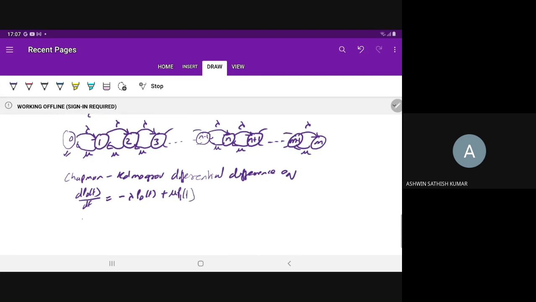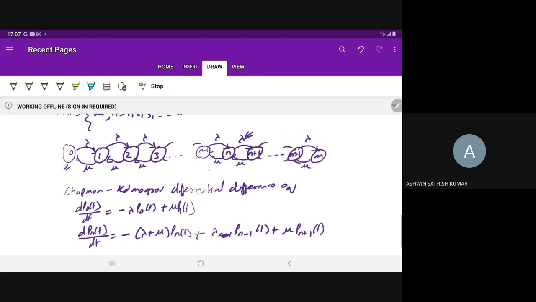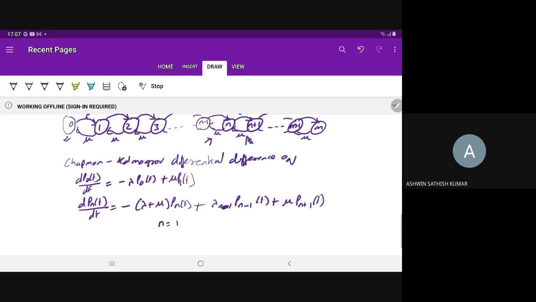For the general node, dpn(t)/dt equals outgoing, which is minus lambda plus mu times pn(t), plus incoming, lambda n minus 1, or lambda because all the lambdas are lambda, so lambda pn minus 1(t) plus mu pn plus 1(t). For the general node, these are the outgoing terms and these are the incoming terms, which come with the positive sign. Here n varies from 1 to m minus 1.